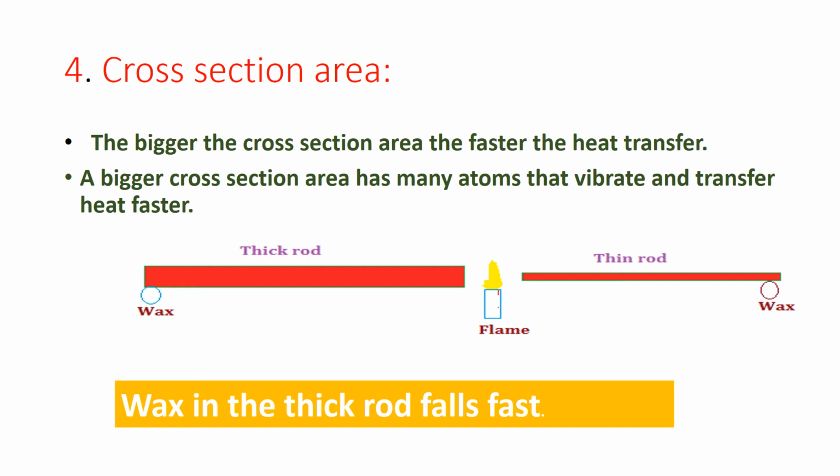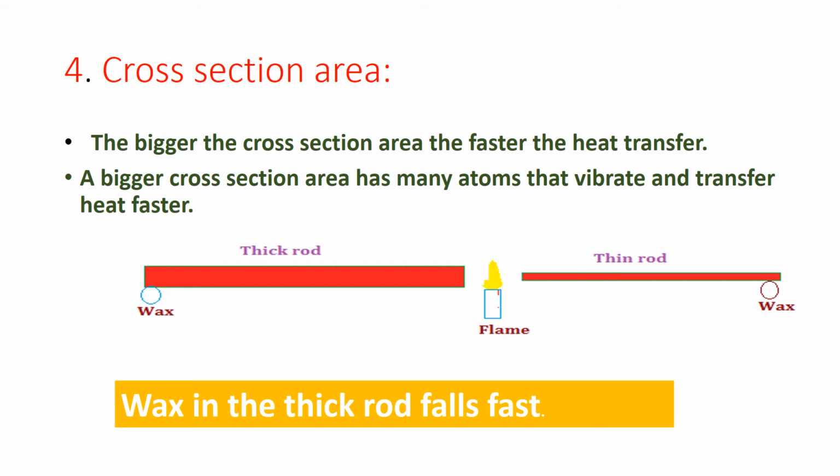The last factor that affects heat transfer is cross-sectional area. The bigger the cross-sectional area, the faster the heat is transferred. Do you know that a thin wire transfers heat slowly compared to a thick wire? The reason why a thick wire transfers heat faster is because it has very many atoms that can vibrate and transfer heat. Another way of saying this is that a thick wire has many free electrons that can transfer heat from one point to another.